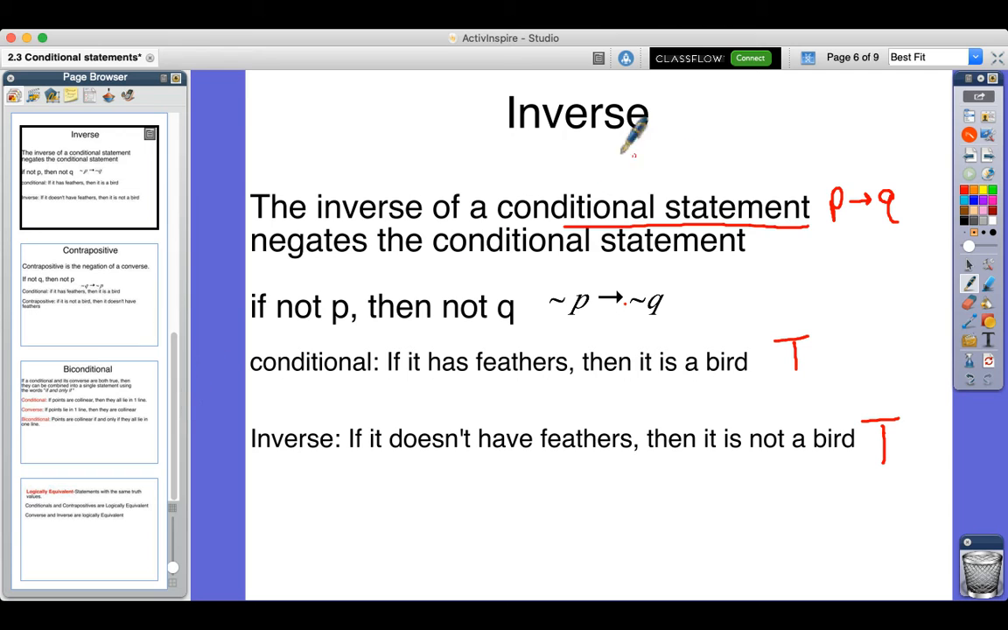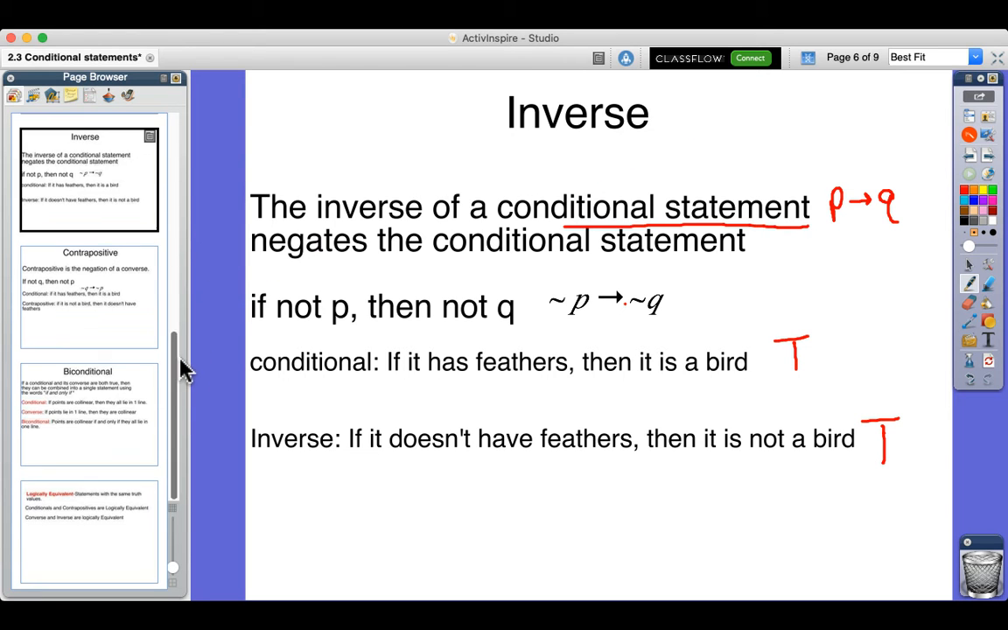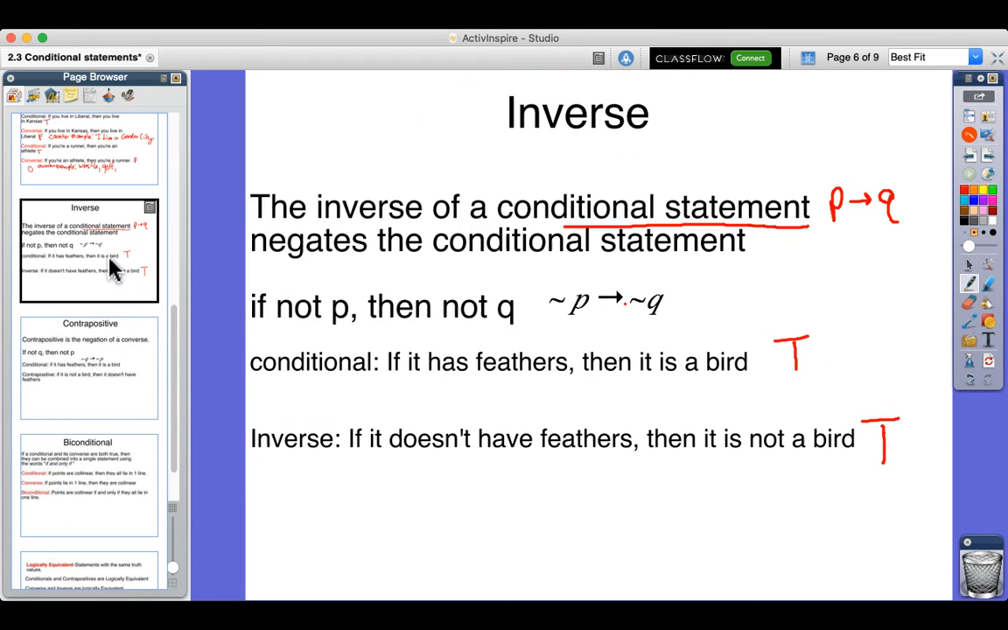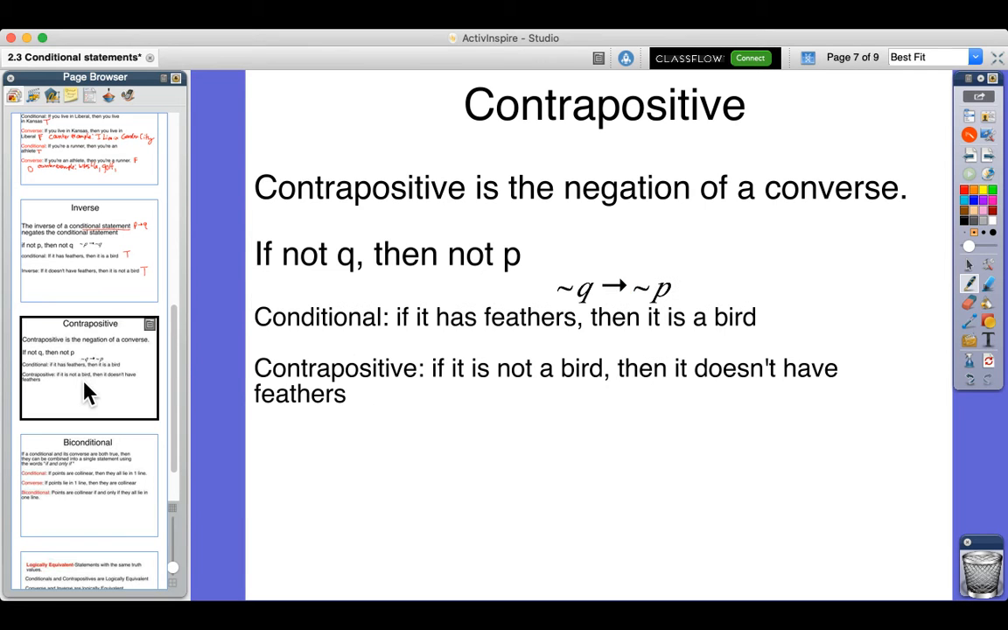Same thing with the conditional, kind of like converse. Sometimes the inverse will produce a false statement. And our last of the related conditional statements is the contrapositive. Contrapositive is not only a negation, but you also flip it.